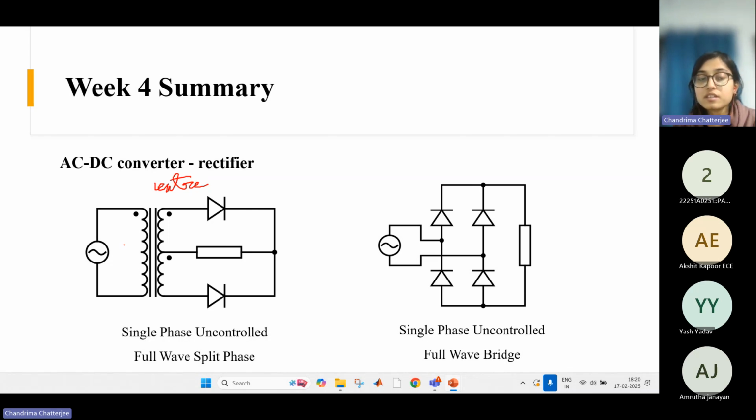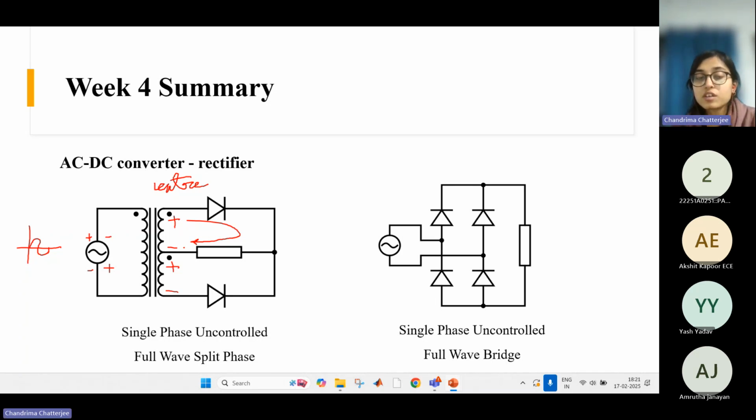What happens here? Here again we have one AC source. Suppose the instantaneous polarity during the first half cycle is this. Here also, if we follow the dot convention, then this diode becomes forward biased and the current flows like this, right? In the positive half cycle, during this portion. In the negative half cycle, it becomes opposite. The polarity is now opposite.